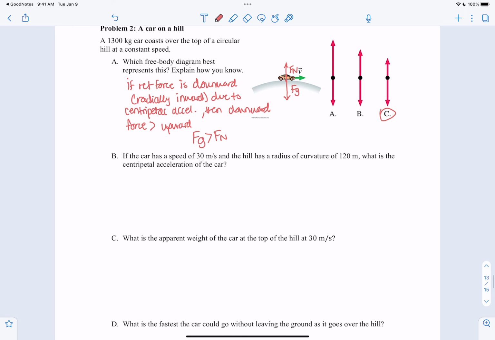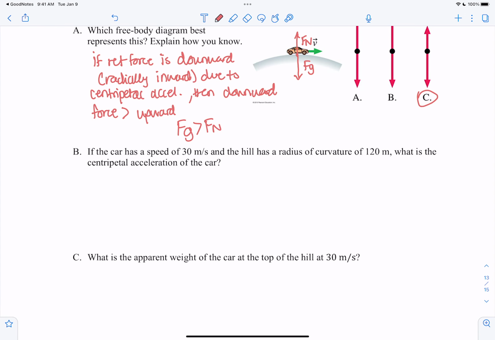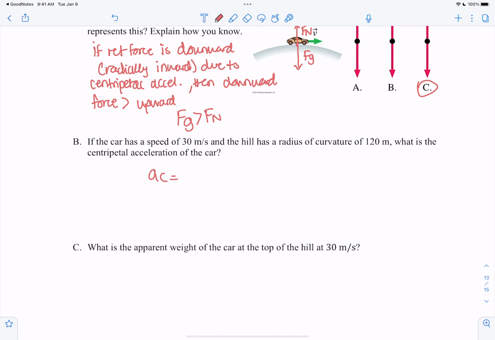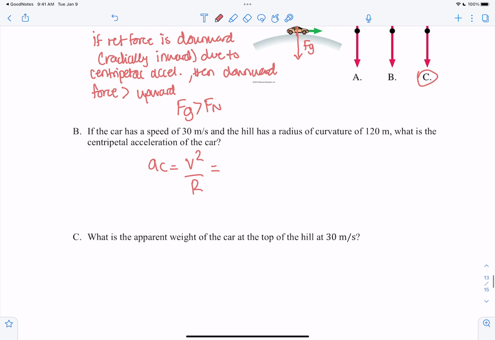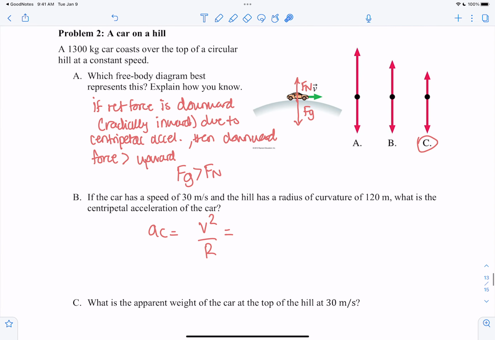But yeah. For part B, if the car has a speed of 30 meters per second and the hill has a radius of curvature of 120 meters, what is the centripetal acceleration? We know that centripetal acceleration is equal to v squared over r. In this case, we also have to factor in that they're asking for the centripetal acceleration and not the magnitude of the centripetal acceleration. Since it points radially inward, along the negative y-axis, our centripetal acceleration has to be negative. So we should add a little negative sign on the outside.